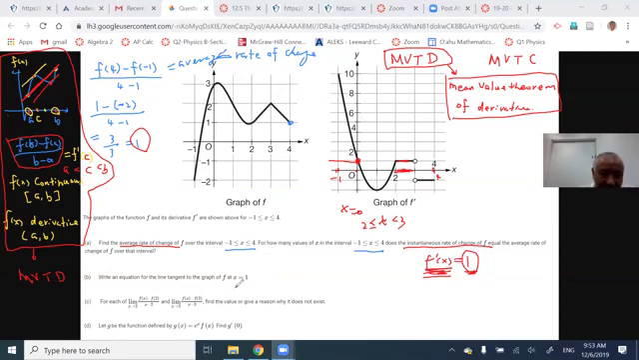part B now. Write the equation for the line tangent to the graph of f at x equals 1. They ask you to find the equation of the tangent line at x equals 1. How do you do that? At the one, right? Okay, we go like this.